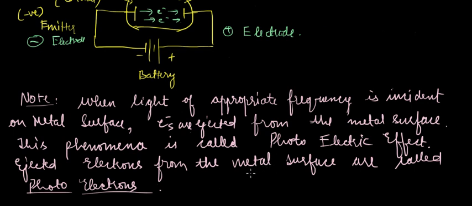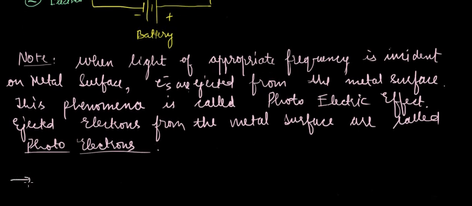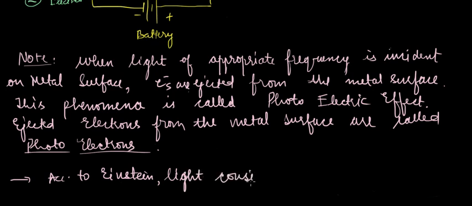And according to Einstein, light consists of a stream of particles which are called photons.